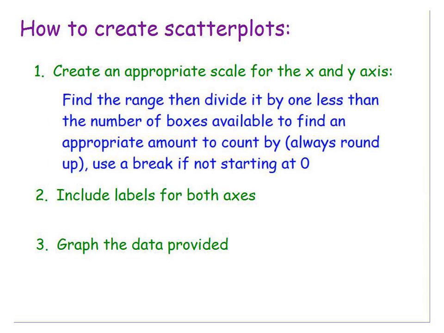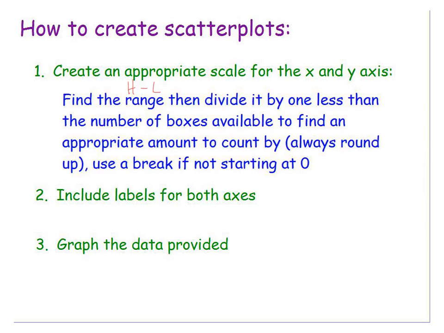So to find a scale, this gives you kind of a rough outline. Find the range, and if you don't remember, the range is the highest data value minus the lowest data value. Then divide that number by one less than the number of boxes that are on your grid. Okay, the reason we do one less is because then you have a little more room to work with in terms of rounding.